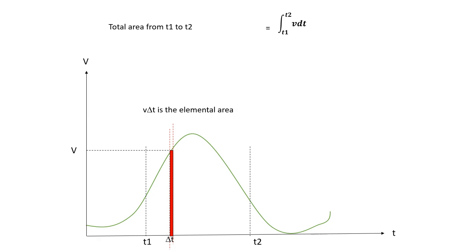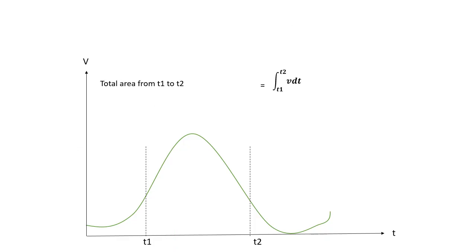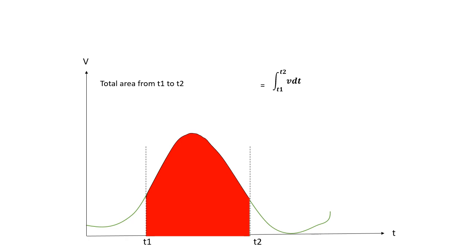So take this elemental area and integrate it from t1 to t2, where v is the velocity function, how this line changes with t, which is a time dependent function. If you integrate that, you basically get the area under the graph. This process is called integration. Integration gives the area under the curve.